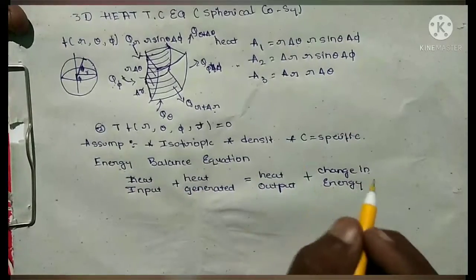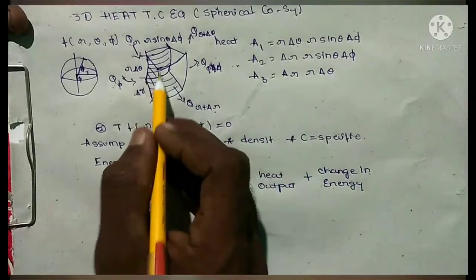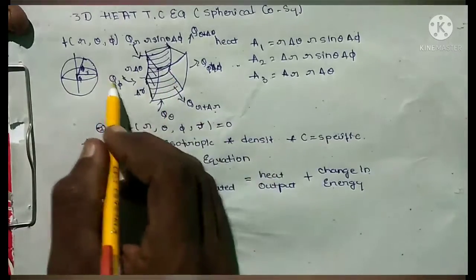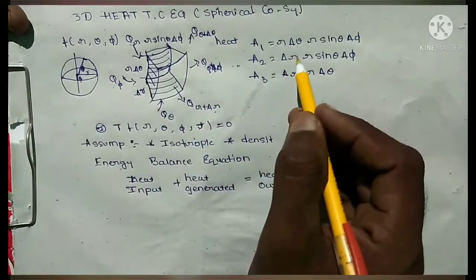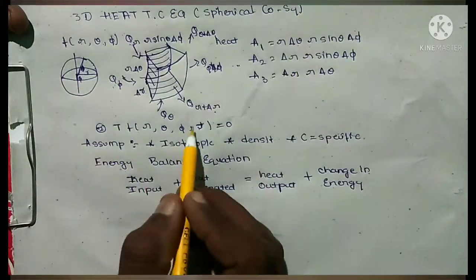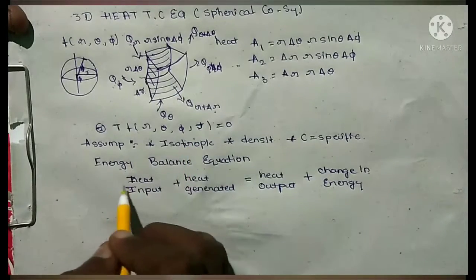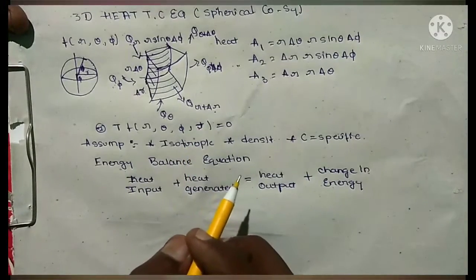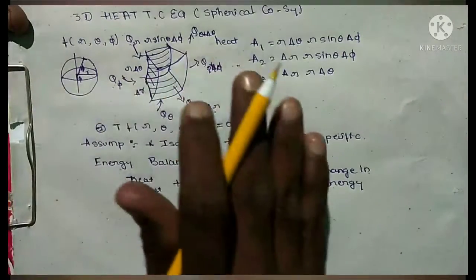Okay, the three most important things: one is drawing the diagram, the heat flow and mentioning the area. The next one is the temperature functions and assumptions, and this energy balance equation. Okay, now we are able to solve all the problems.